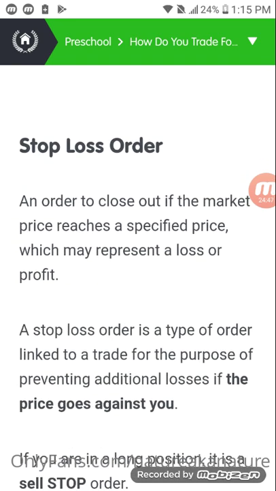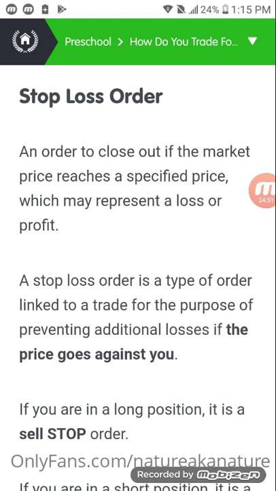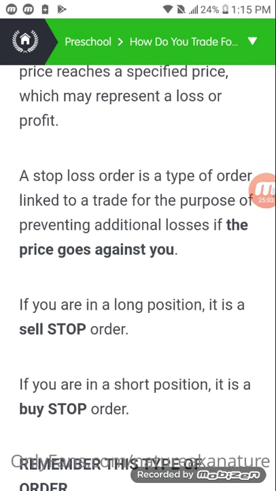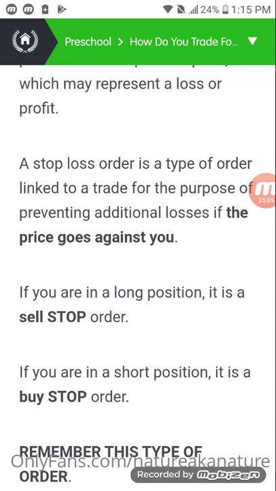You have your stop loss order. Okay, a stop loss order is an order that closes out if the market price reaches a specific price, okay, which may represent a loss or a profit. A stop loss order is a type of order that links to a trade for the purpose of preventing additional losses if price goes against you, okay, or to stop you out for profit.